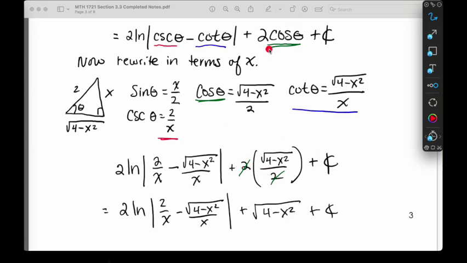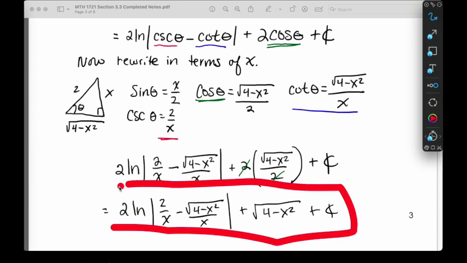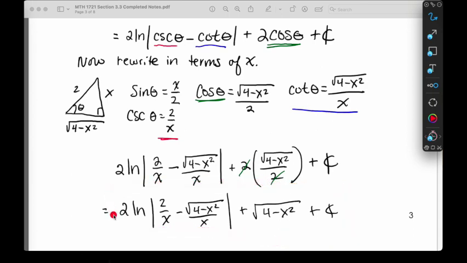And then my last step is to do 2 times cosine. And we already said cosine is this. So that goes in here. I can get rid of these 2's and clean it up. And then here would be my final answer with everything in terms of x.